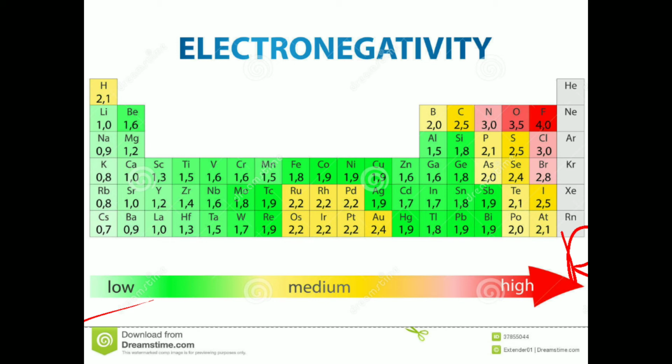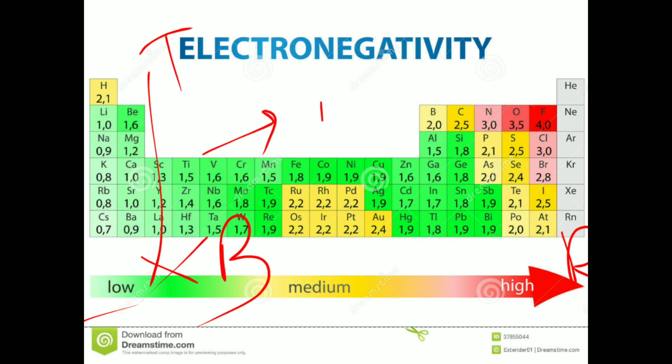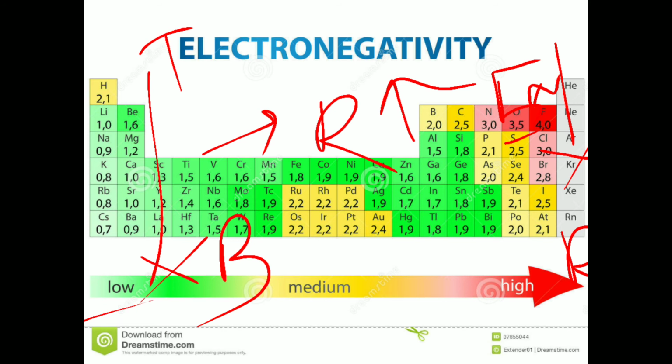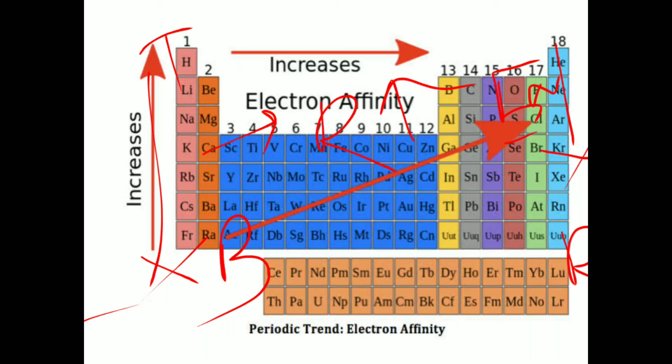Now in a group, going from top to bottom the radius increases, so electronegativity decreases, as it is inversely proportional to the size or radius. We can see that going from left to right the size decreases, so electronegativity, being inversely proportional to the size, will increase. Similarly, going from top to bottom the radius increases, that is why the electronegativity also decreases.